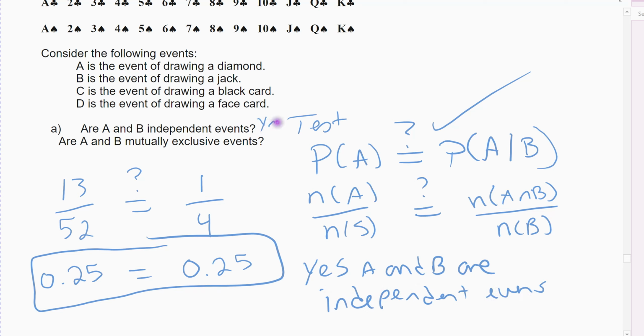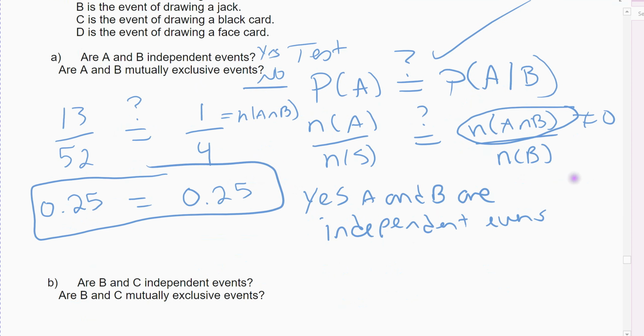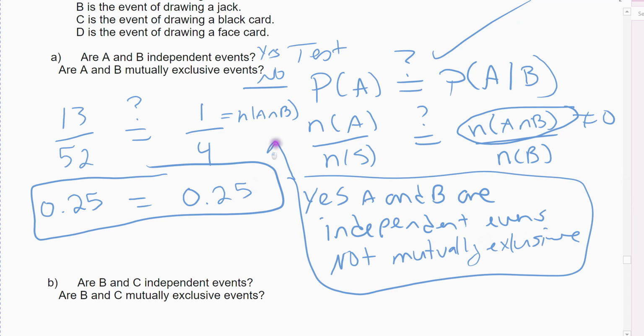So yes to that. No to mutually exclusive, because this does not equal 0. It equaled 1, right? The number in A and B was 1. Well, 1 is not 0, right? 1 does not equal 0. And so, no, they are not mutually exclusive. Alright, so part A: yes to independence, no to mutual exclusiveness.